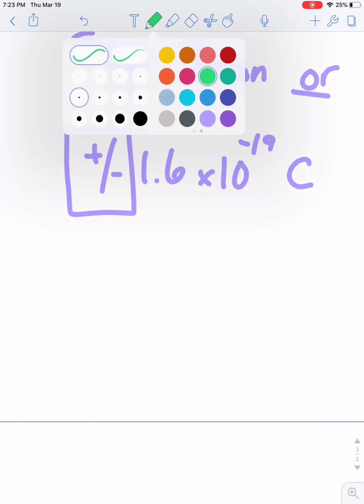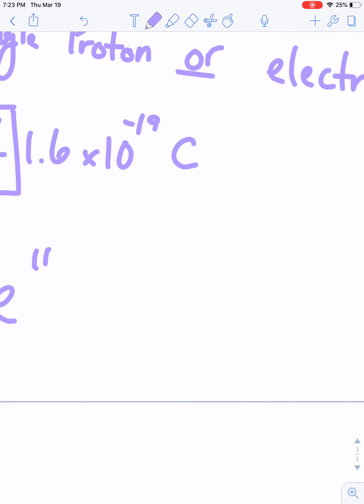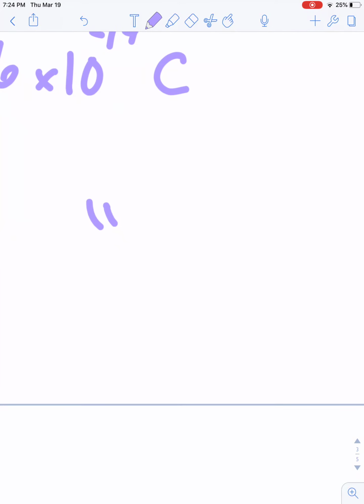Last thing before I forget, the symbol for elementary charge is going to be a lowercase e. I mentioned that earlier, that's why I didn't write E for an electron. Lowercase e, and sometimes you'll see Q with a subscript E.